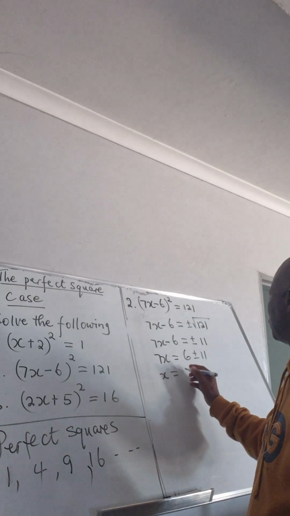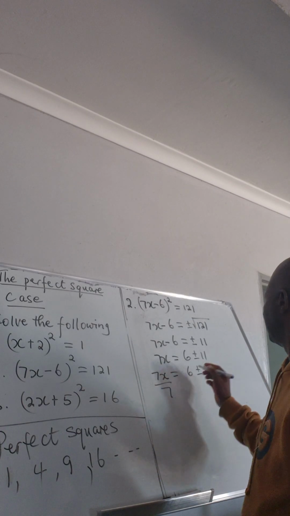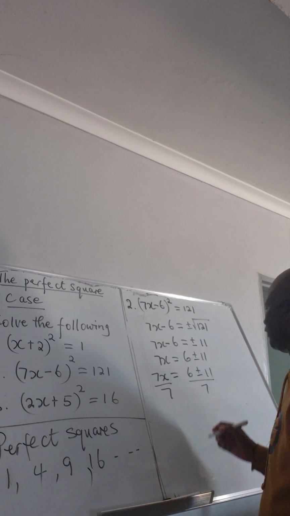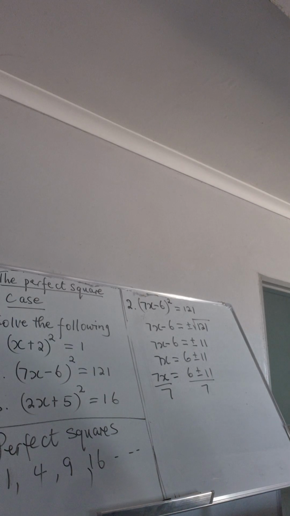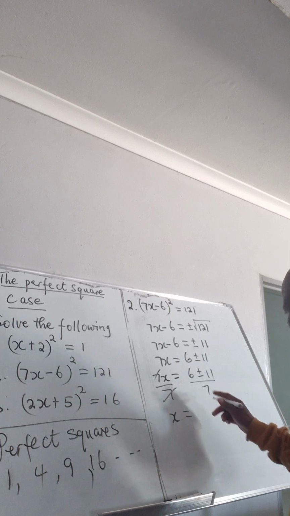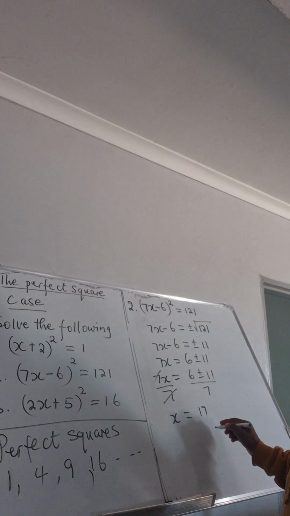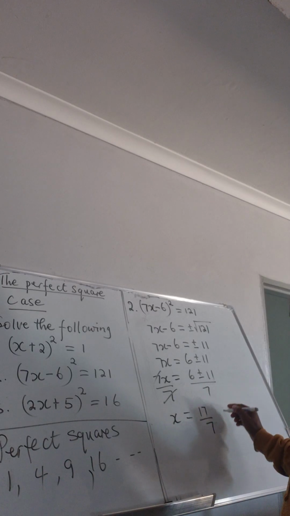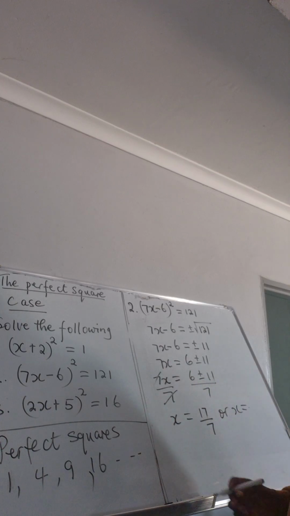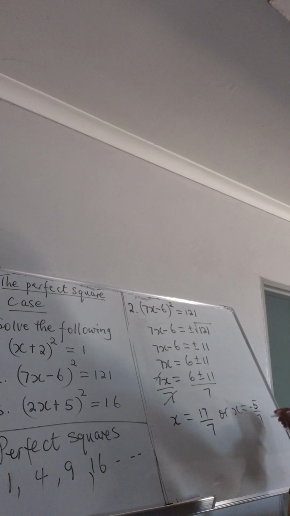Then divide both sides by 7. So x is equal to (6 plus or minus 11) over 7. The 7 will cancel on that side. Then x equals 6 plus 11, which is 17 over 7, or x equals 6 minus 11, which is minus 5 over 7.